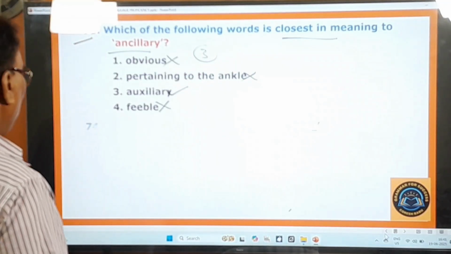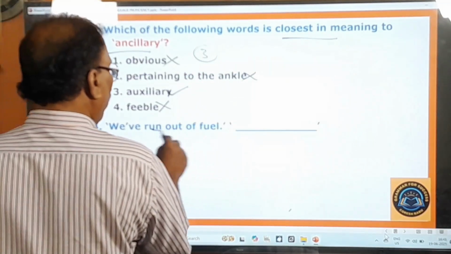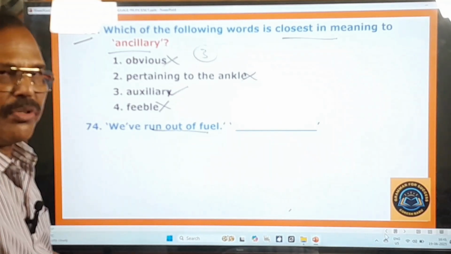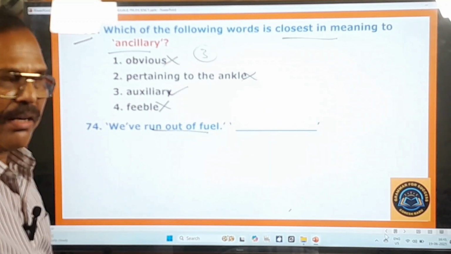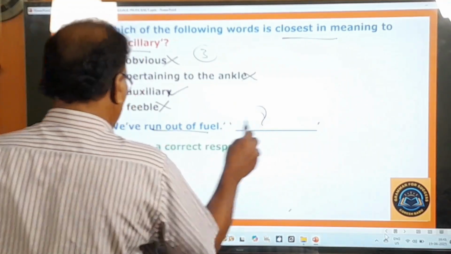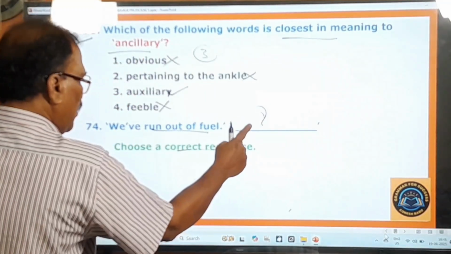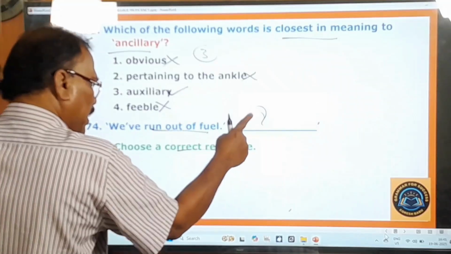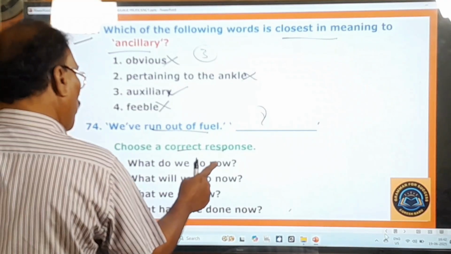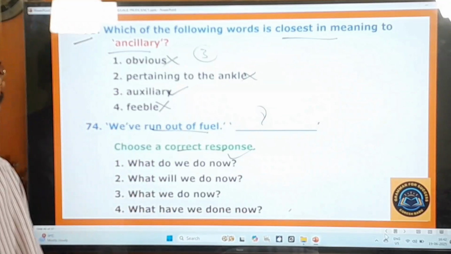Now you go to the next question. We have run out of fuel. We have run out of fuel means we don't have fuel. We don't have petrol or diesel in our car, right? And next some blank is given. What to be used in this blank? Choose a correct response. For this statement, what should be the correct response? Come on, let us look at the options given. What do we do now? Oh, the very first one is the right.